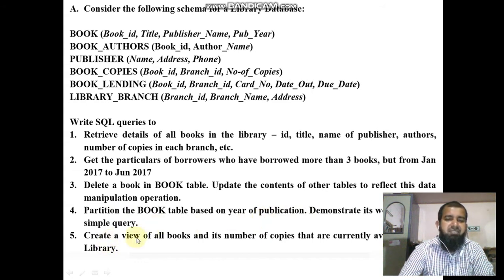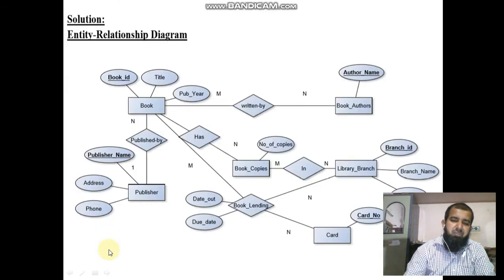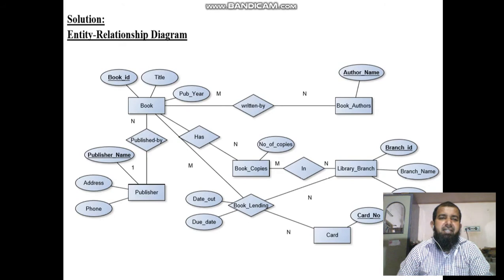And the last question is: create a view of all books and its number of copies that are currently available in the library. So before you write the queries, first you have to draw the ER diagram, the entity relationship diagram. It contains entities, attributes and relations. An entity is represented by a rectangle, an attribute by an oval symbol and a relation by a rhombus symbol.